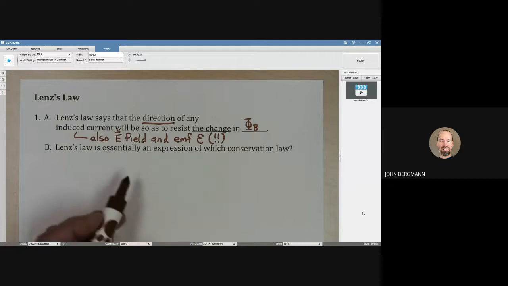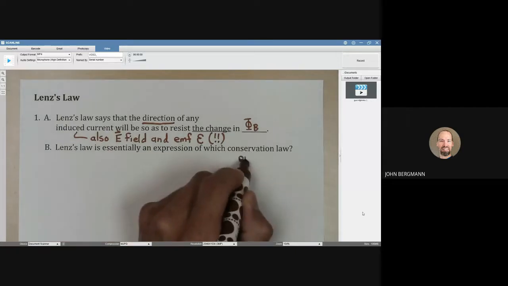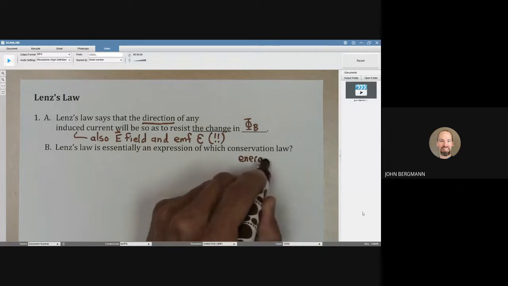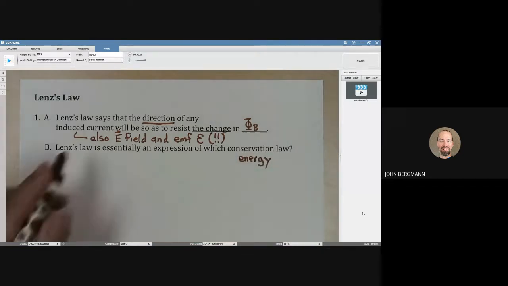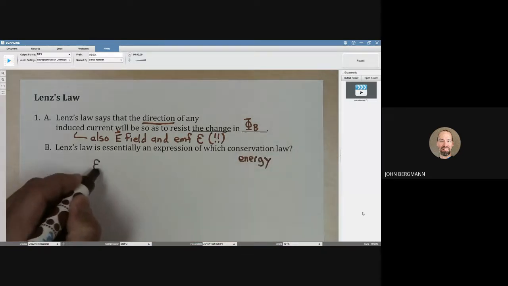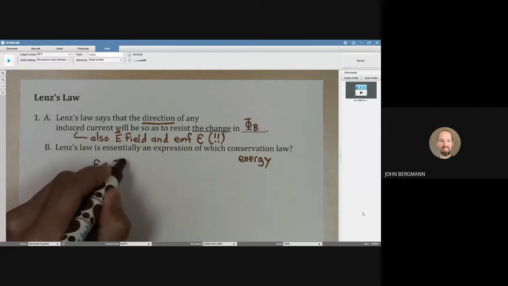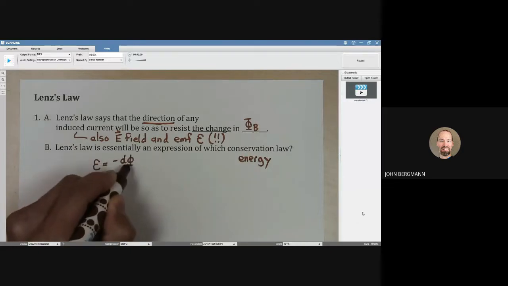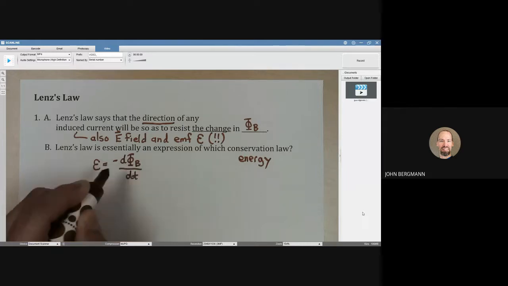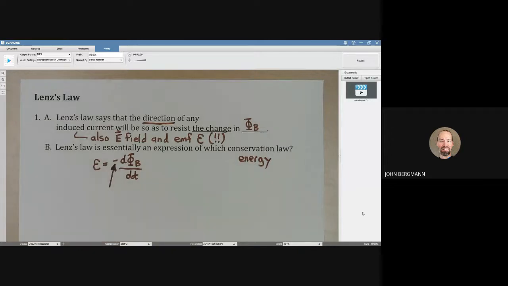Lenz's law is an expression of the law of conservation of energy. So basically, you might remember Faraday's law, one formulation of it looked like this. Lenz's law has to do with that negative sign right there. So let's investigate that.